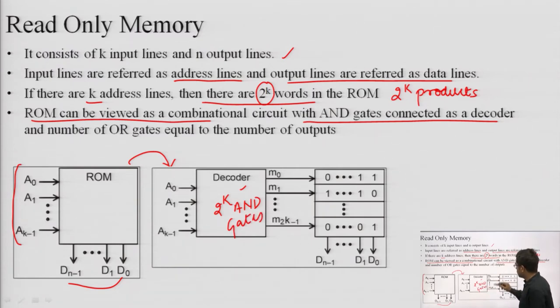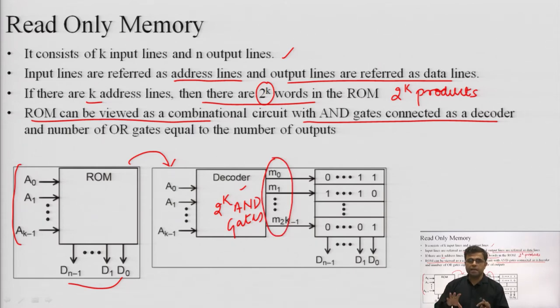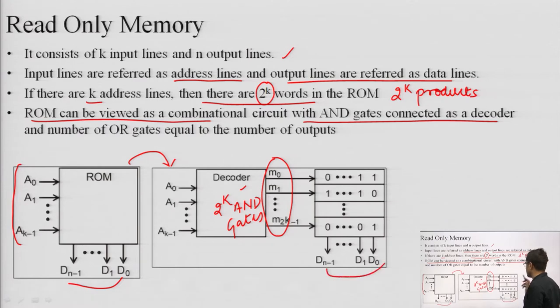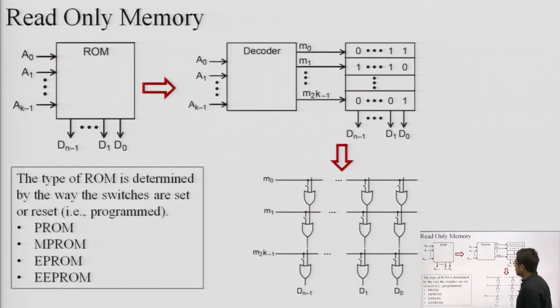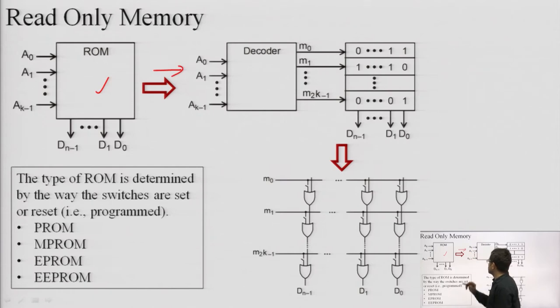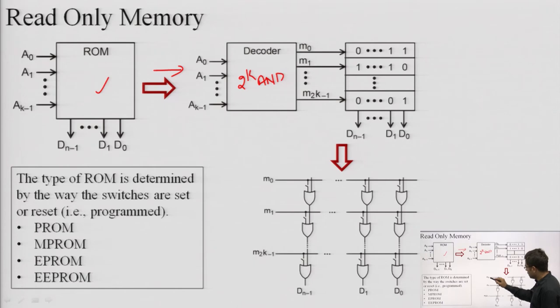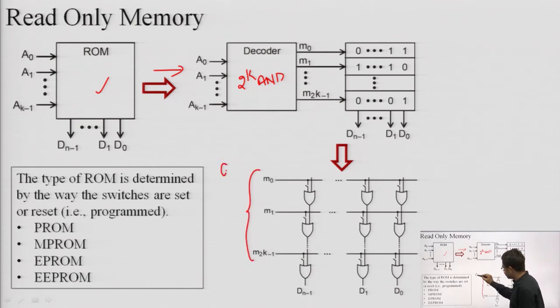So it will be generating products, these will be the min terms. Out of those min terms, which min terms are to be added depends on my number of outputs. If there are n outputs, there will be n OR gates in this structure. This can be seen in the next slide like this. This was the overall picture of the ROM, then we converted it into this picture in which there was a decoder having 2 raised to the power k AND gates, and further these can be understood as my decoder outputs.